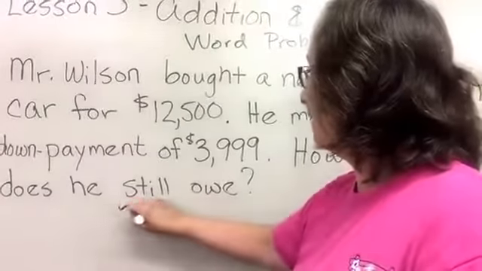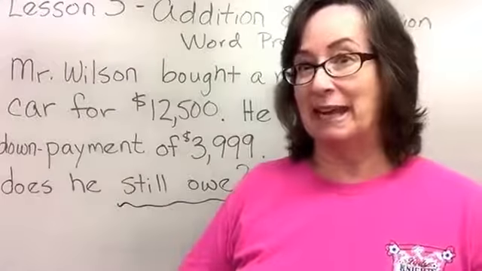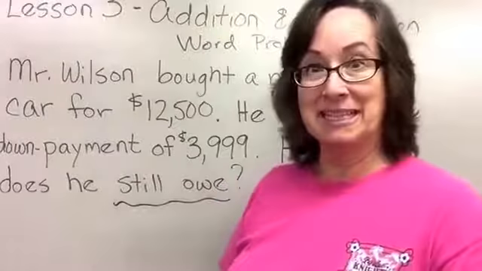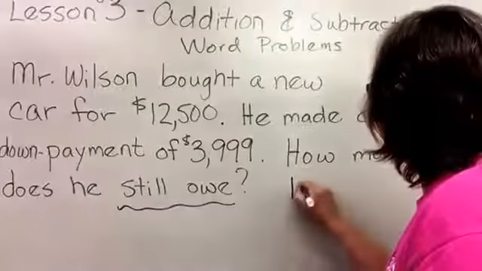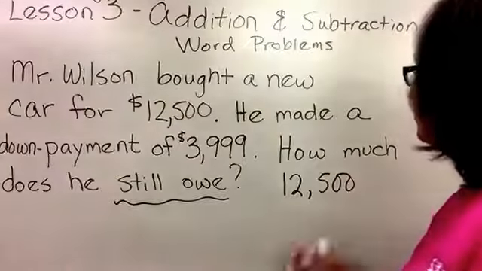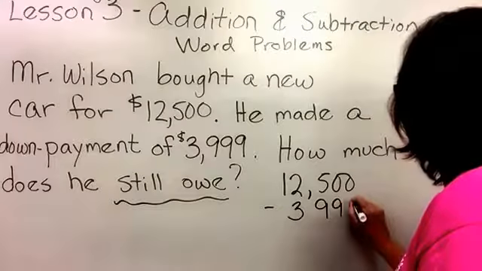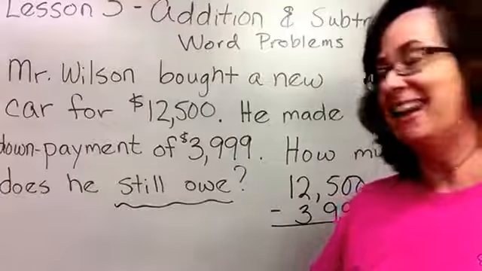So here are our keywords right here. Still owe could be another way of saying how much does he have left to pay. So it is a subtraction problem. And we're going to take the amount he owes, and we're going to subtract the amount that he paid to find out how much he still owes.